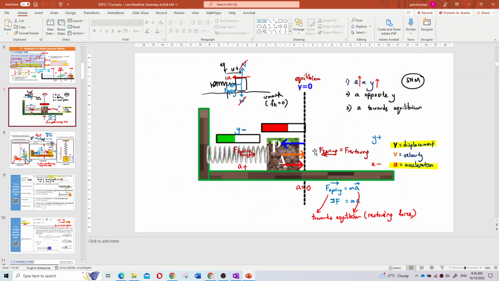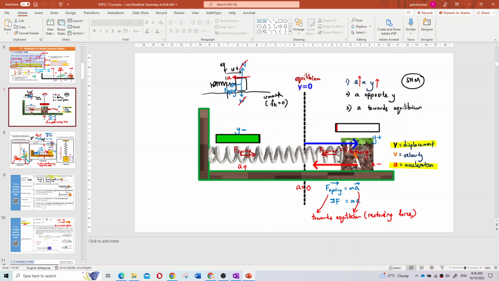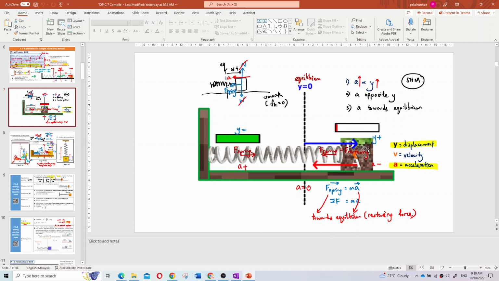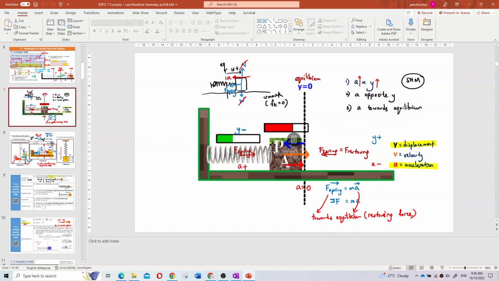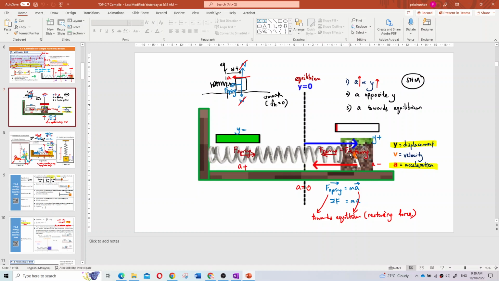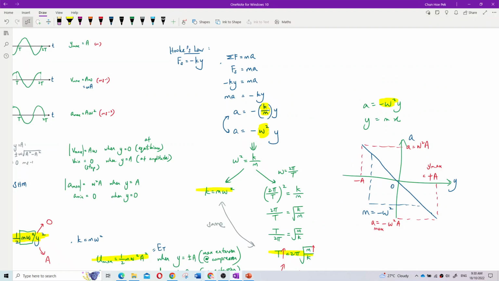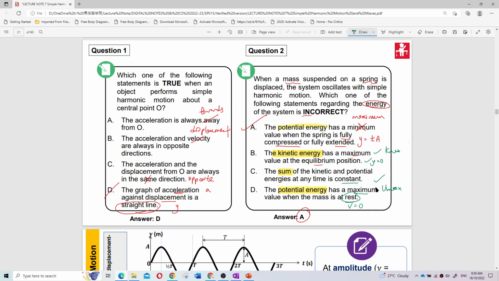Look at the simulation. If you can remember my simulation, you can imagine things. Not imagine nonsense, I mean imagine the physics concept. So you see, velocity at rest is at amplitude. The block is at rest at amplitude. Where is it? So this one is an amplitude. Y equal to amplitude. So potential energy is maximum, correct.